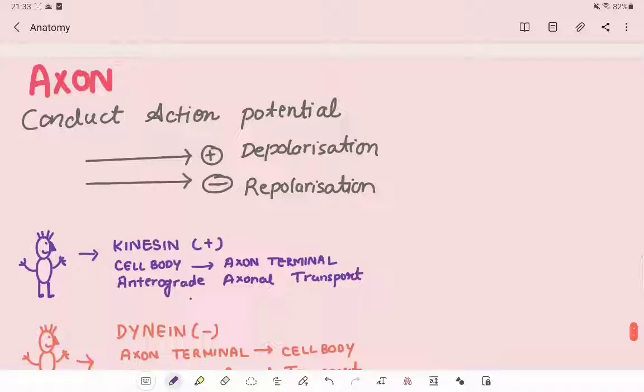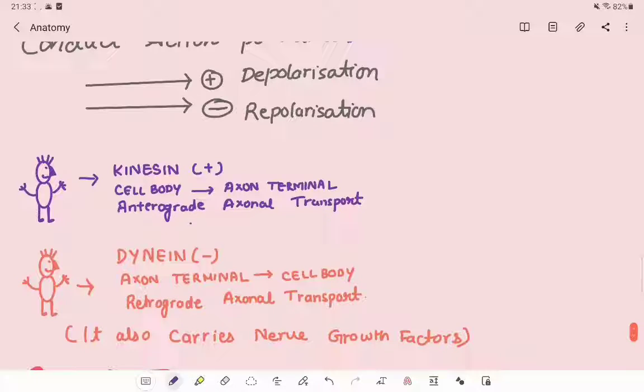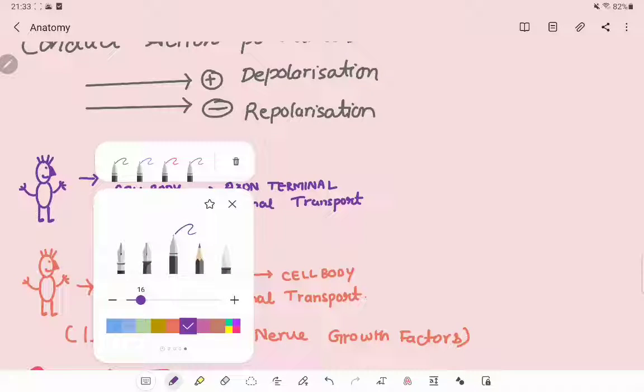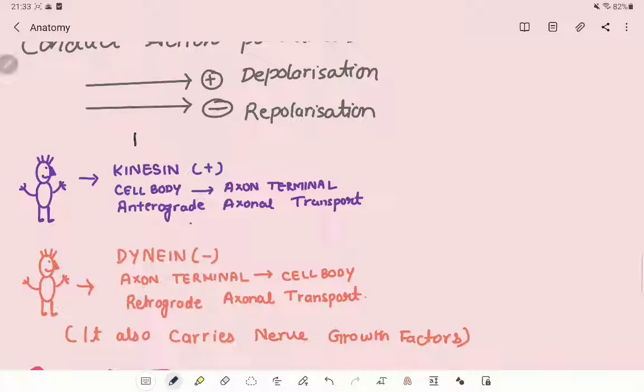Now let us talk about the axon. This is an important part. The axon is responsible for the conduction of action potentials. That is, we can say it is responsible for carrying the depolarization wave or the repolarization wave throughout its length. So the axon has basically two kinds of proteins. Let me name it here. Axon has two kinds of proteins.